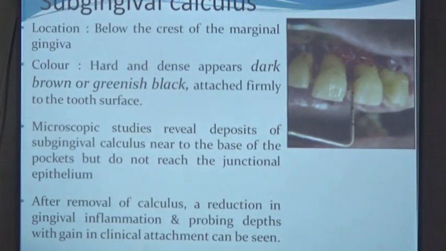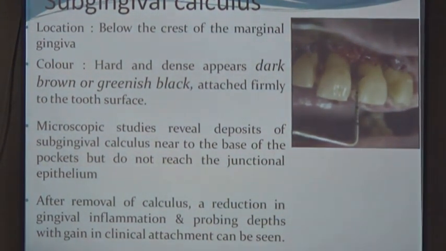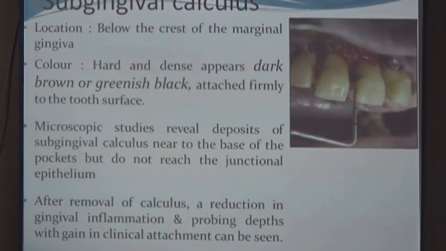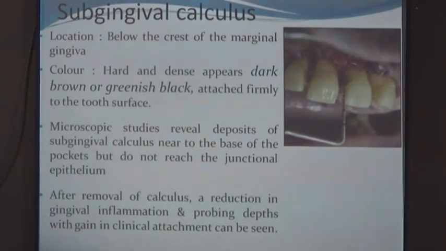Subgingival calculus is below the crest of the marginal gingiva. See, they open the flap and then they are showing it subgingivally. Okay. See, it is below the crest of the marginal gingiva. The color will be hard and dense, dark brown or greenish black.